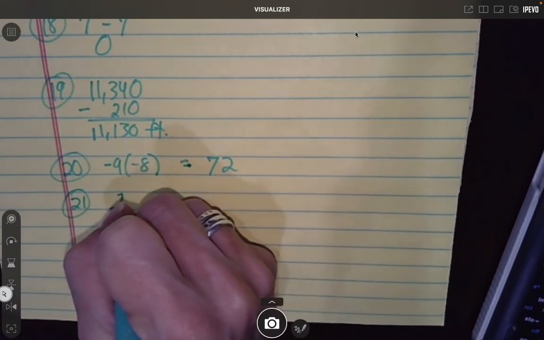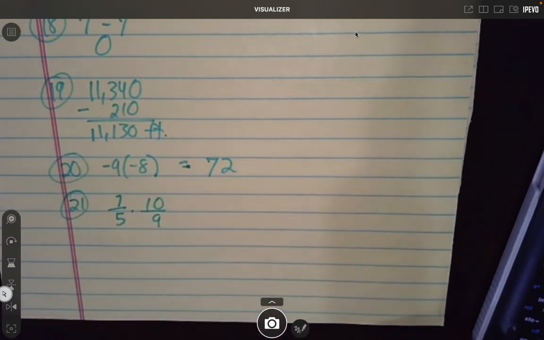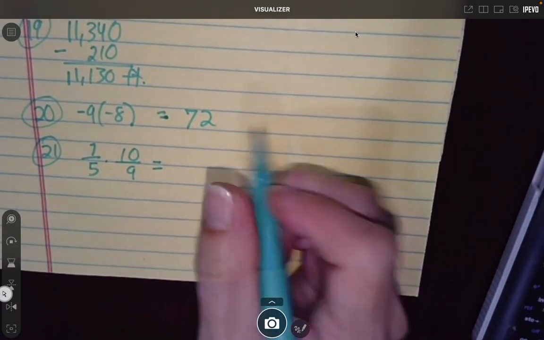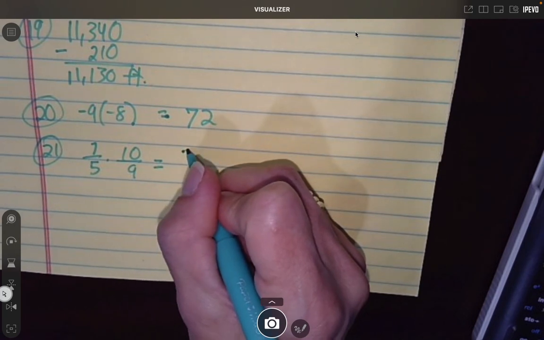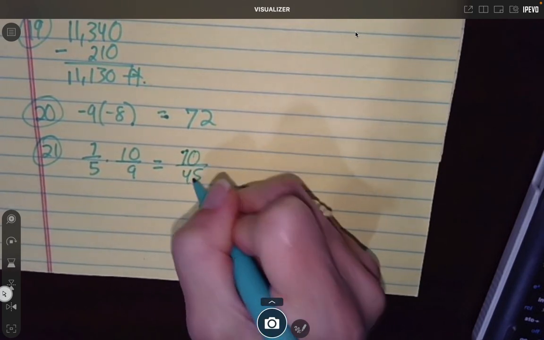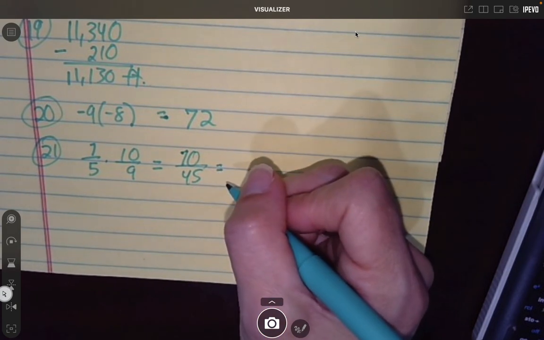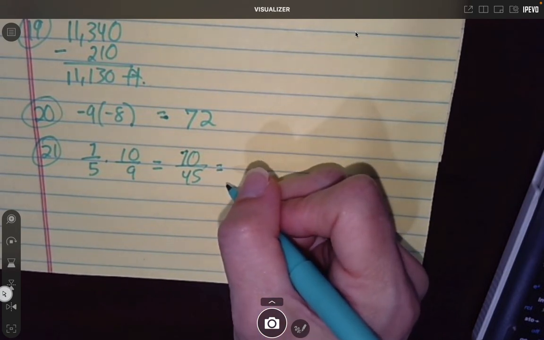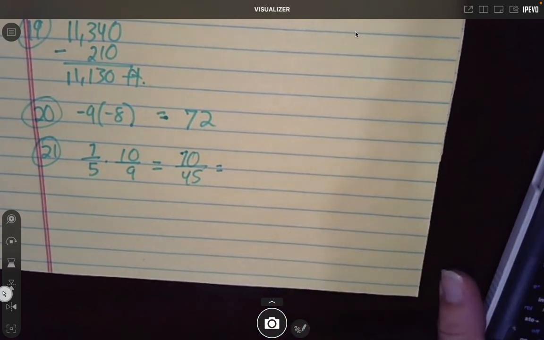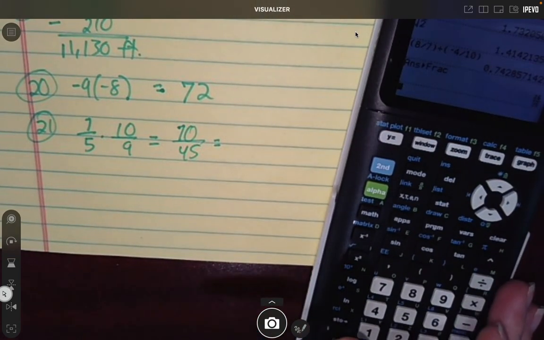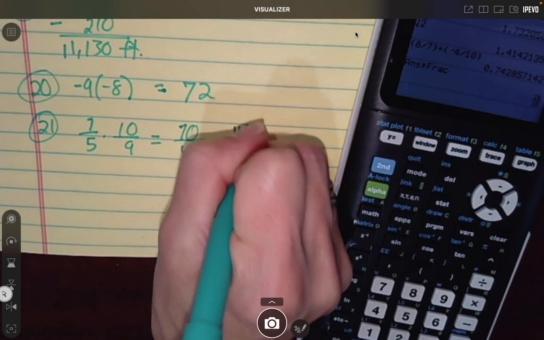Okay, 21. There's one like this one. They have 7/5 times 10/9. All right, which you would multiply straight across. If I multiply straight across, what do I get? 70 over 45. And that can be reduced, Lakin. What is it reduced to? You can just divide them both by 5. Which is what? 14 over 9.